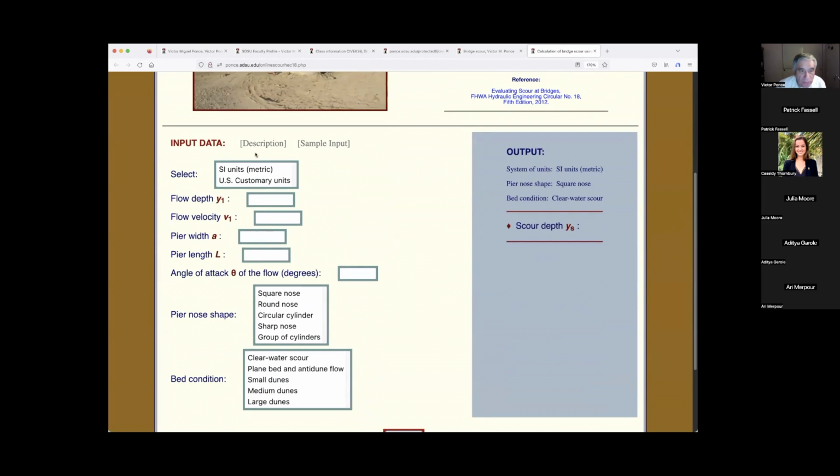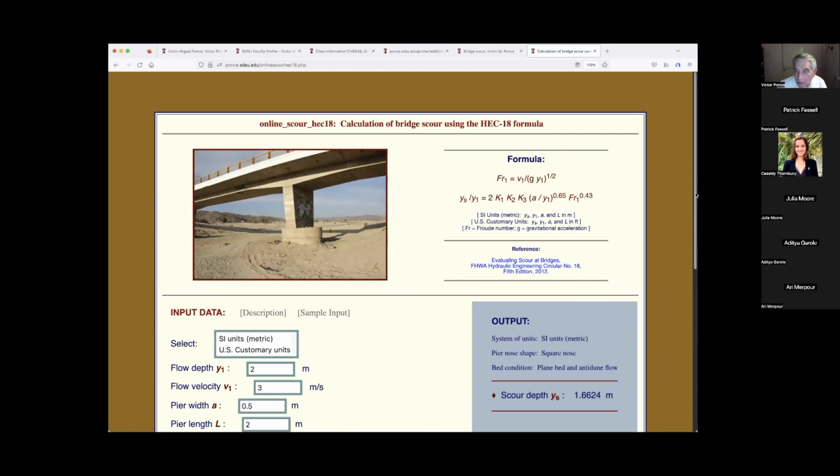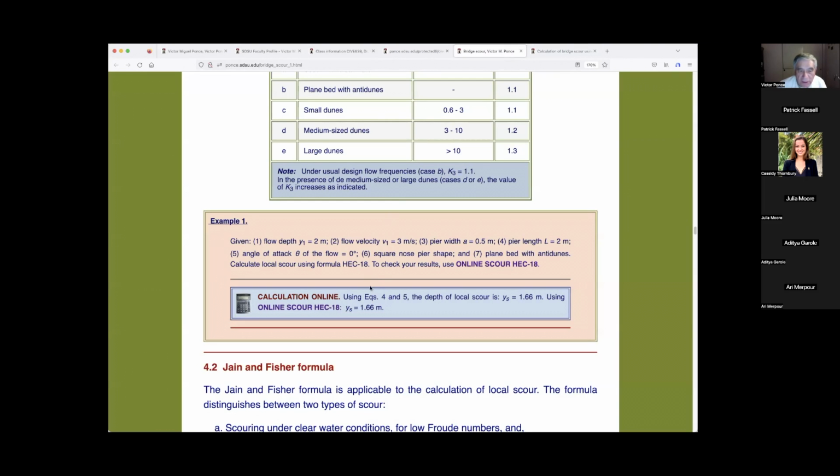So this morning I was looking at this and I put the numbers in here. Square nose, right? I believe we said square nose. And plain bed and anti-dune flow, right? And we do the calculation and we get 1.66. Hold it there. Yeah, 1.66. So it's correct. We reproduce the calculation that is shown in the paper. You can play around with this to get some answers.